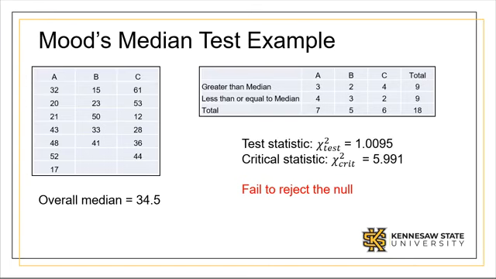Use this data to find the chi-square test statistic. Note that there are 3 columns and 2 rows. This gives us a degrees of freedom of 2. The test statistic is 1.0095. The critical statistic is 5.991. Therefore, we will fail to reject the null. The medians are the same.